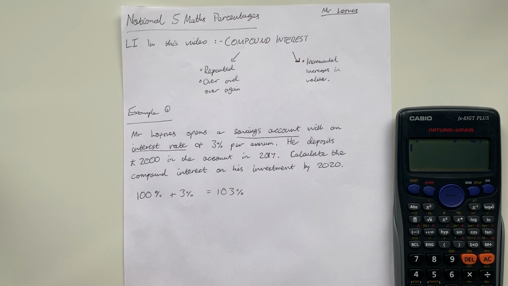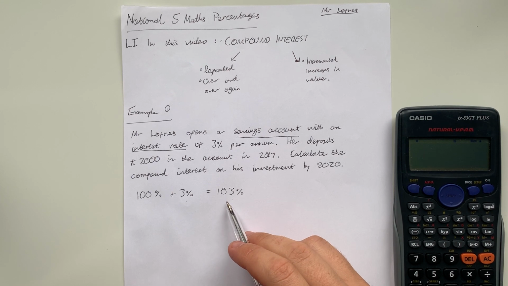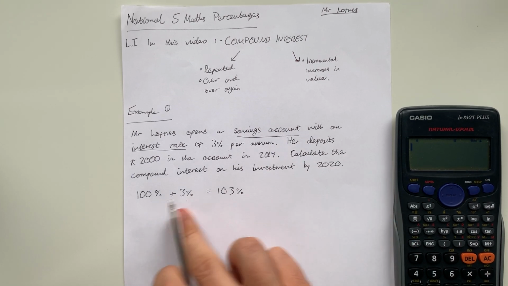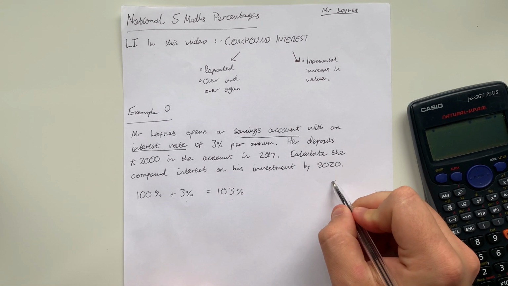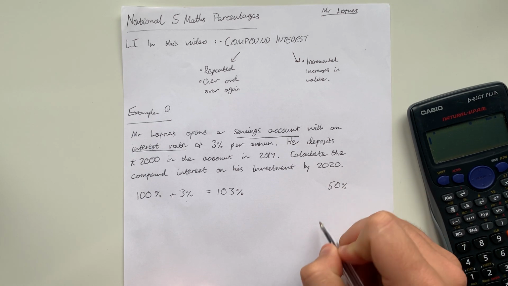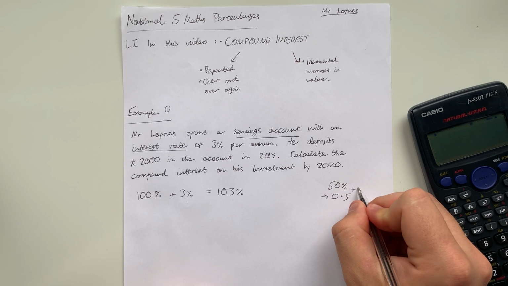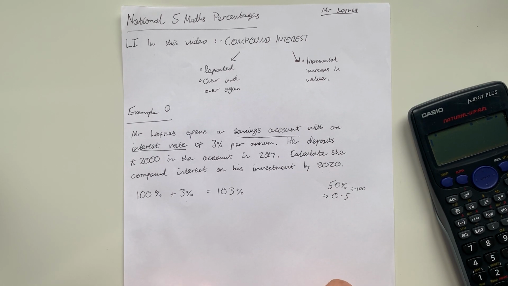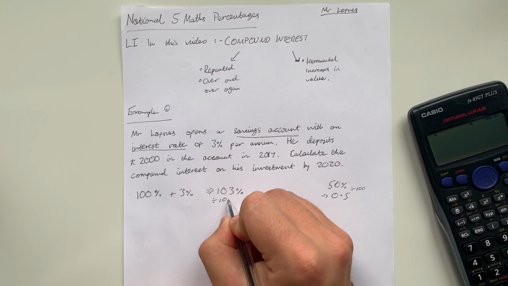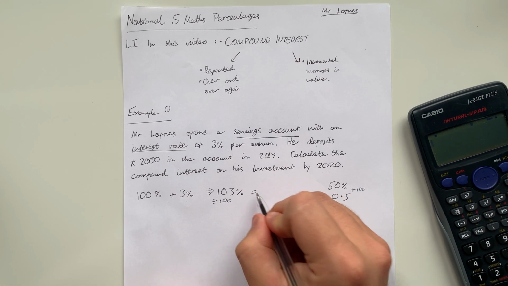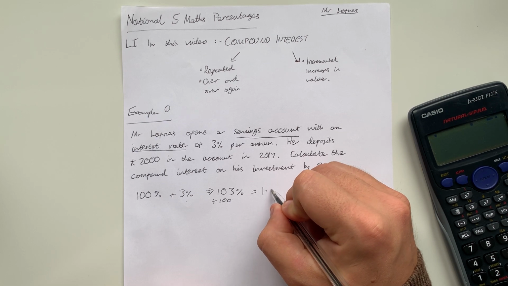Now what we're going to do is express this number as a decimal. That decimal number is going to be called our multiplier. How do we convert a percentage into a decimal? Well, think about something like 50%. 50% as a decimal would just be 0.5. How did we get there? We divided by our magic number, which is 100. So we're going to divide this number by 100. Again, not a trick question. 103 divided by 100 is 1.03.